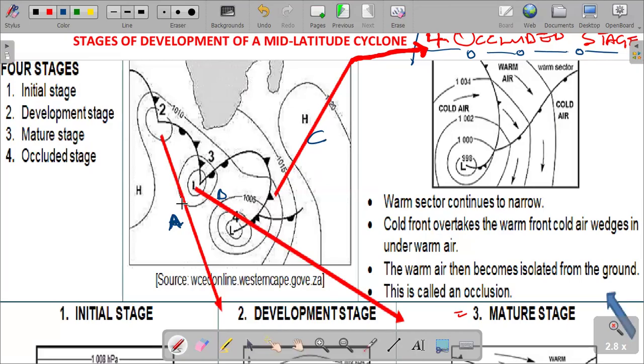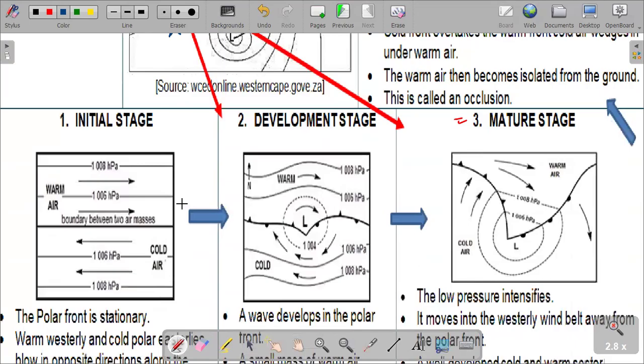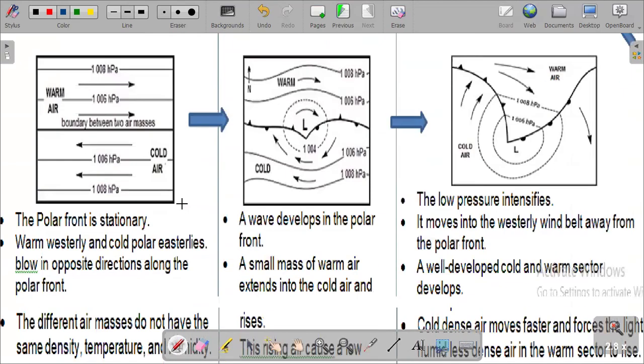So let's start with the initial stage. At the initial stage, the polar front is stationary. We have a boundary between two air masses, which we call a polar front, that is stationary there. I can label it by putting the red ink here. The red ink is showing a stationary polar front, the boundary between the two air masses.